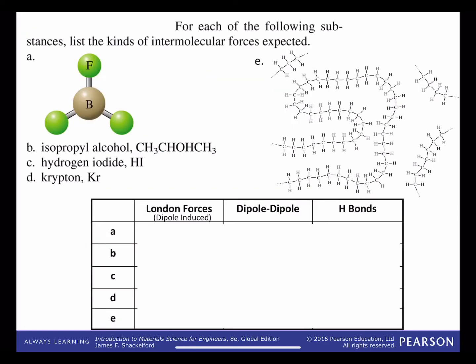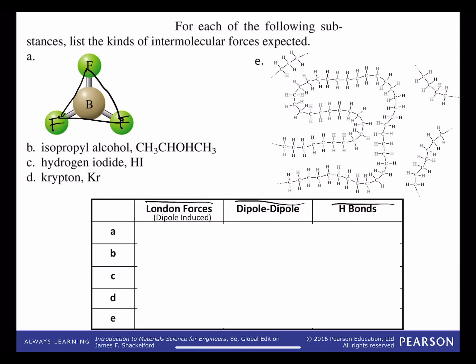Okay, so let's see if we can put it all together with another example. Here's a multiple choice type question. We've got 5 substances to consider, and we want to list the intermolecular forces that might be expected. So we've got a symmetric trigonal planar molecule in BF3, with fluorine, very electronegative, at each of the corners of this trigonal plane with a boron at the center. And we want to understand if we have London dispersion forces, dipole-dipole, or hydrogen bonds present.